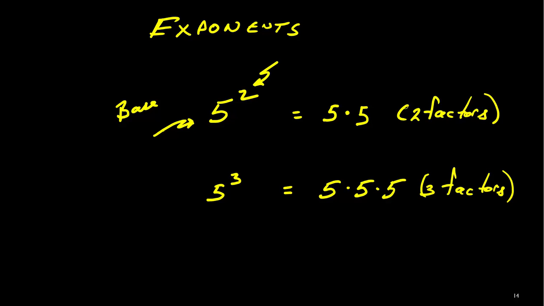That superscript number is called the exponent. And that exponent just tells us how many factors we have when we do this operation. 5 squared is simply two 5s times each other. 5 to the third power is just 3 factors of 5 times each other.